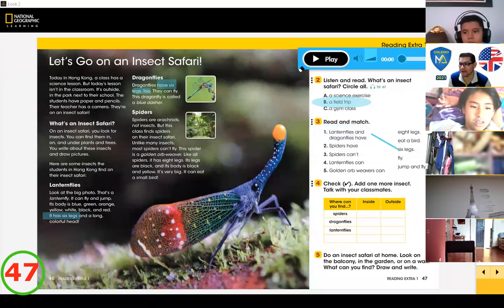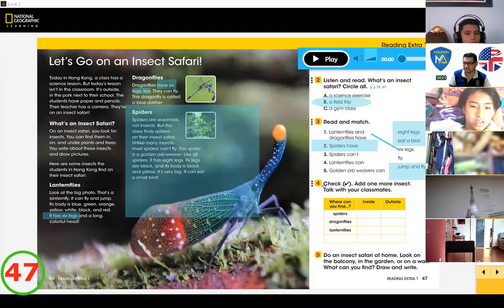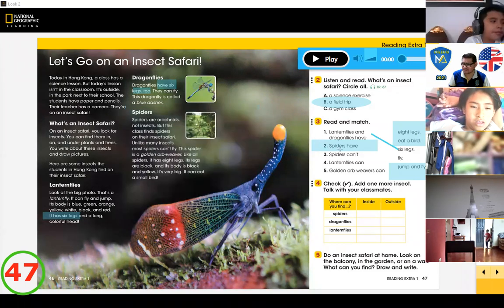Now let's talk about spiders. What do we have? Spiders have what? 8 legs, eat a bird, jump and fly. What do you think? 6 legs? Spiders? Así nos dice los spiders? 6 legs? No. ¿Qué nos dice aquí de los spiders? Jump and fly? Really? Pero aquí te dice spiders have. Recuerda que cuando dice have está haciendo referencia a lo que tienen. Have es tener. Spiders have.